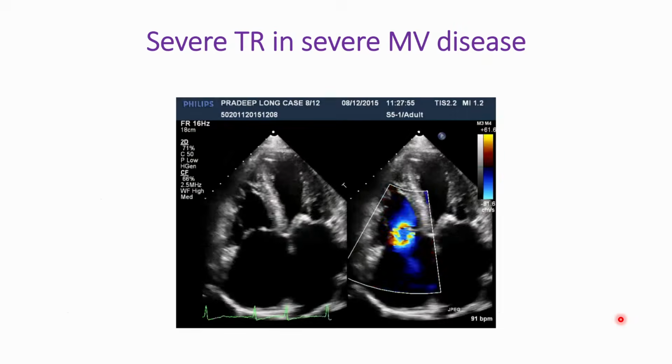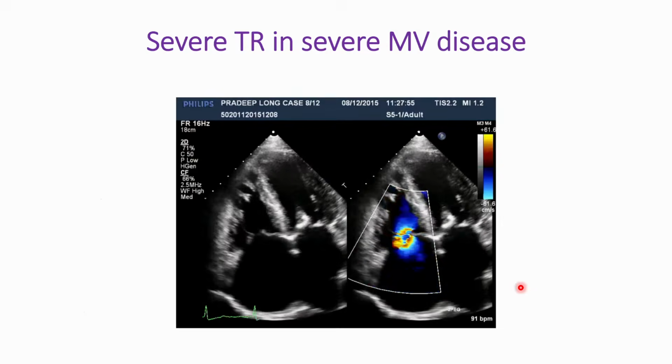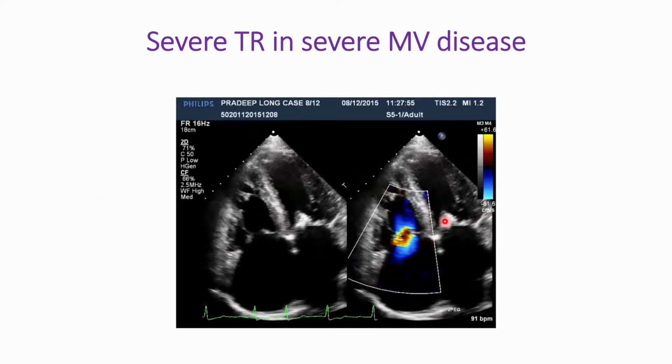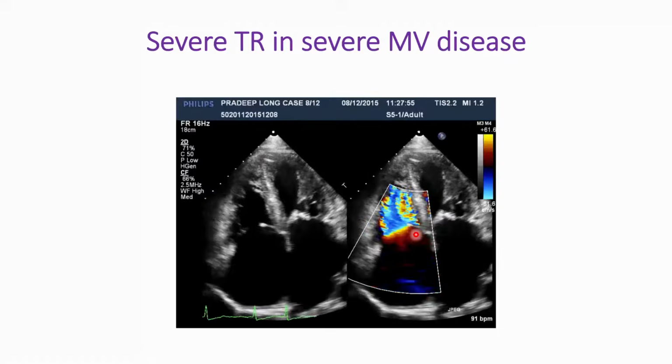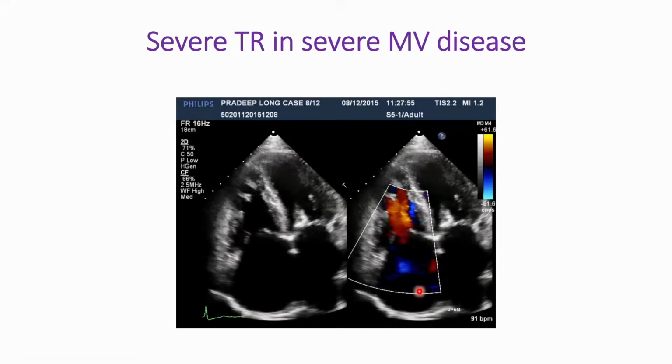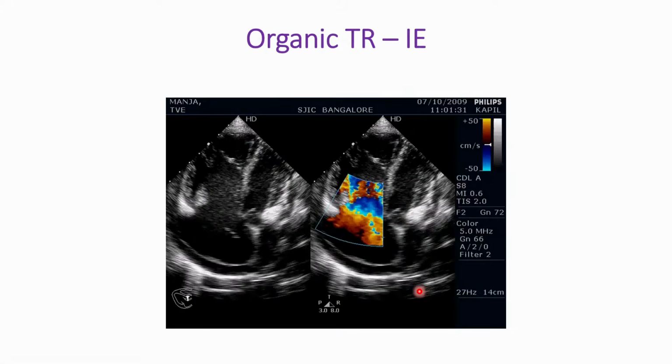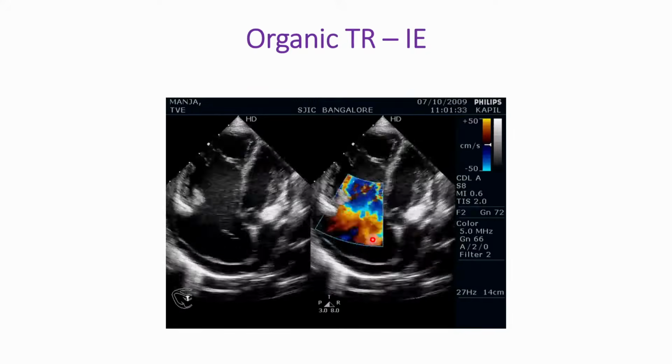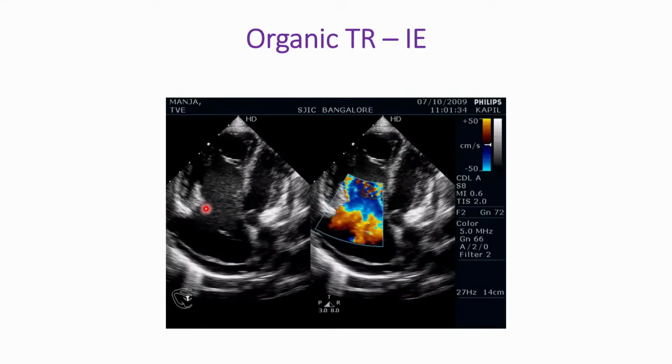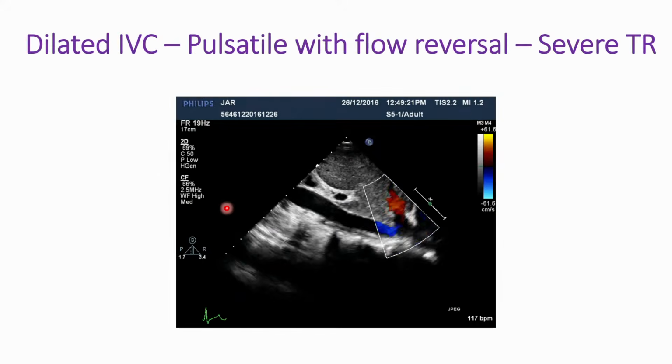So this is one example of severe TR with associated mitral valve disease. Here we can see the mitral valve disease is also severe, and associated TR is there, which also needs to be addressed. This is another example, I think the video is not playing, of severe TR due to infective endocarditis. Yeah, here we can see the leaflet is torn. So the leaflet is flail and there is severe TR.